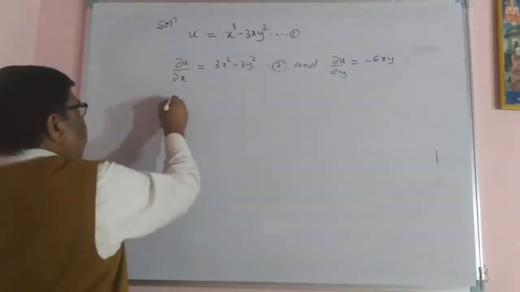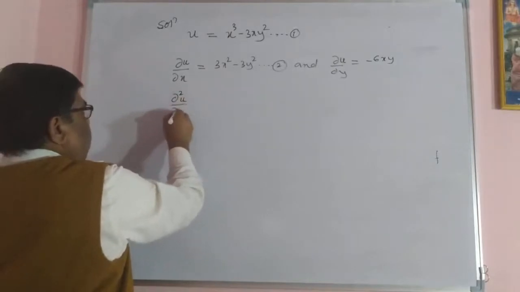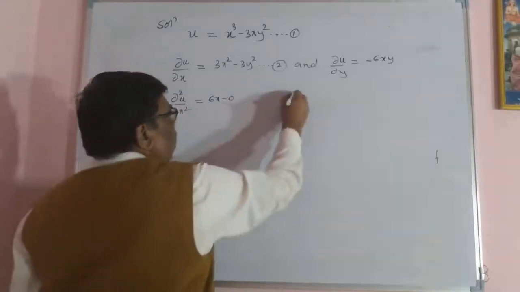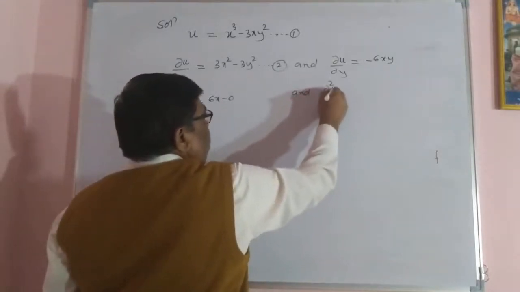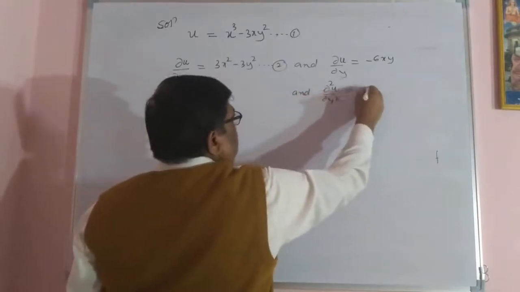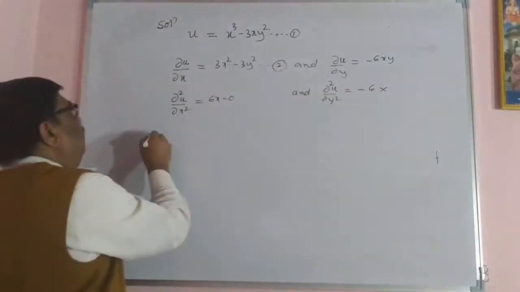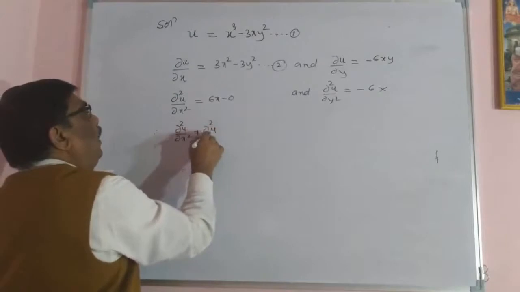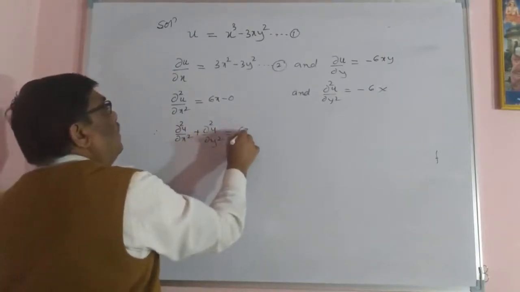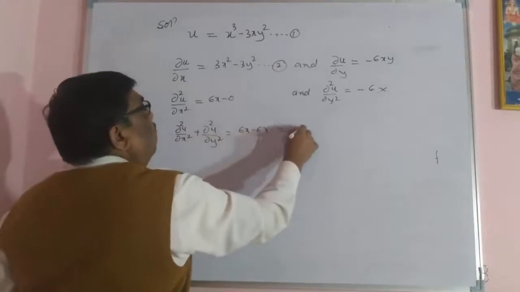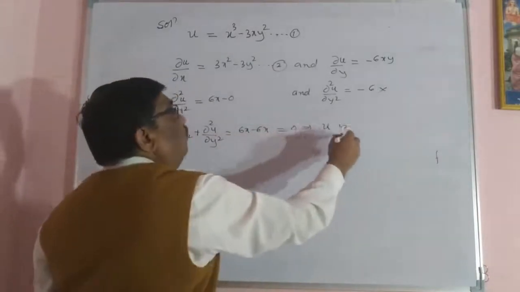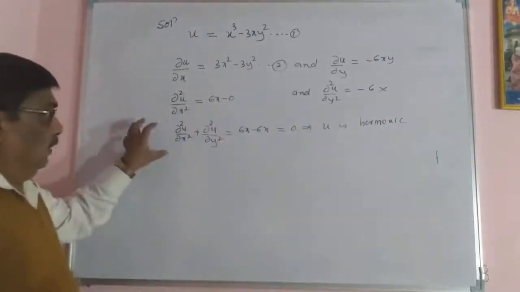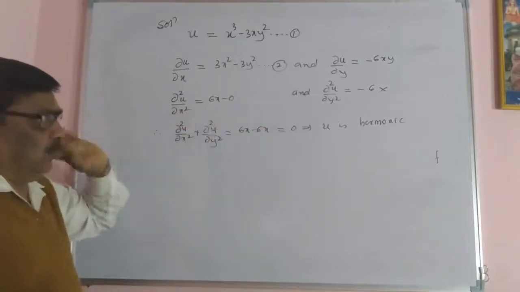Again find the second order derivatives. Dou square u by dou x square equals 6x minus 0, and dou square u by dou y square equals minus 6x. Add them. Dou square u by dou x square plus dou square u by dou y square equals 6x minus 6x, that will be 0, which implies u is harmonic. Yes, the Laplace equation is satisfied, therefore u is harmonic.